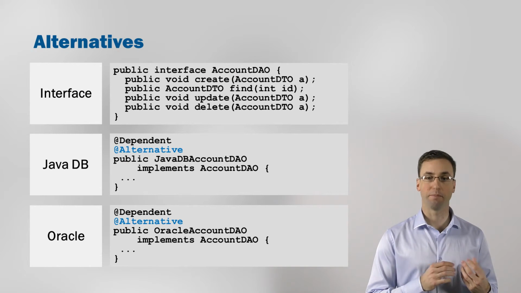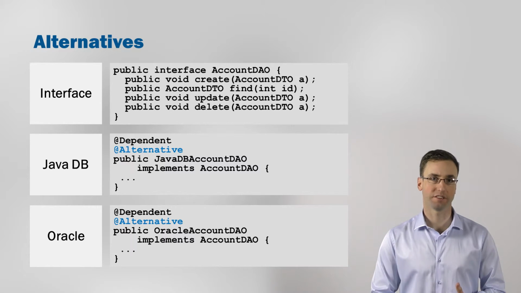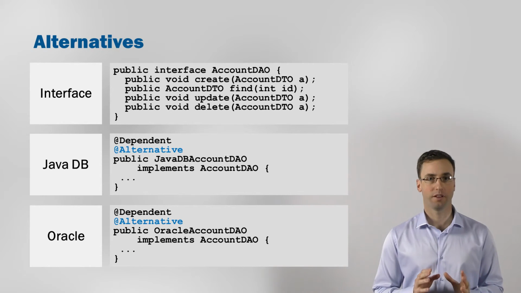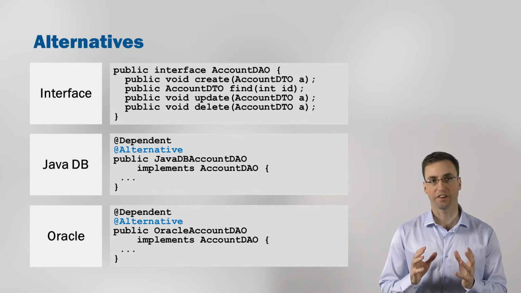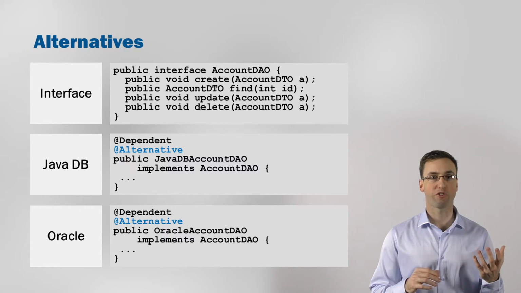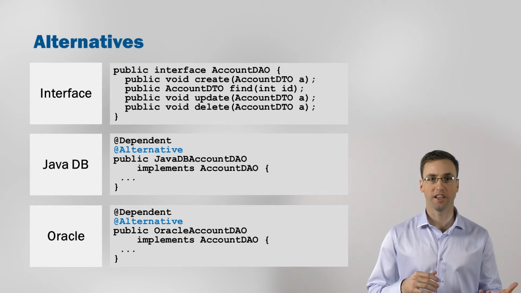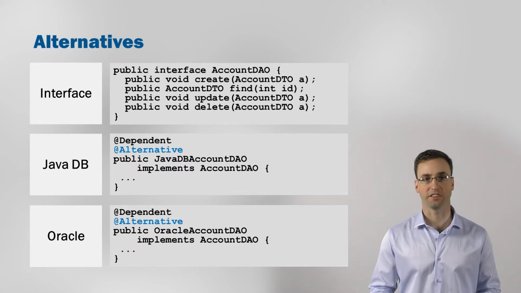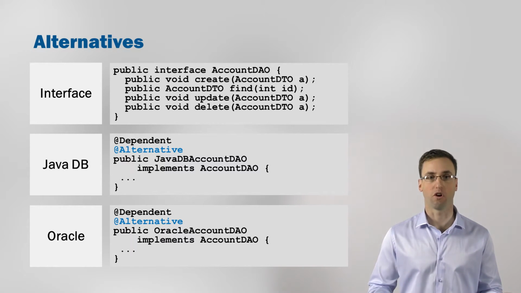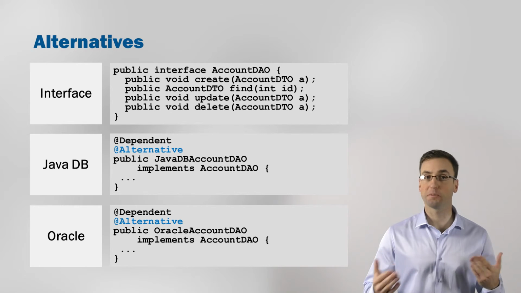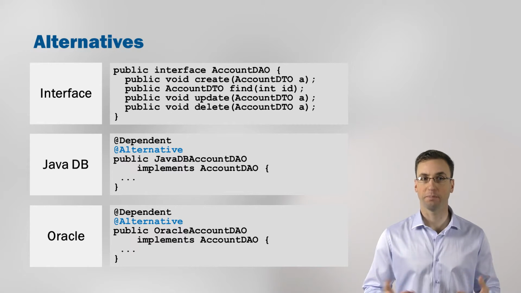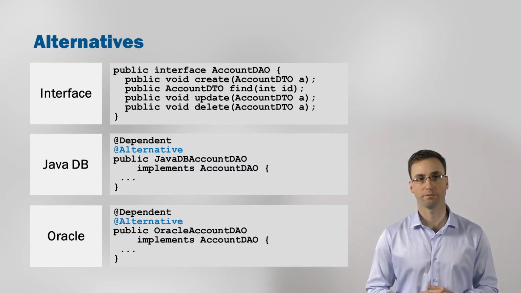CDI allows you to choose between multiple implementations using alternatives. Now here's an example. Imagine you have an interface for a data access object and that you have two separate underlying implementations that correspond to different underlying databases, either JavaDB or Oracle. You need to choose between those alternatives depending on what database you've deployed it to.